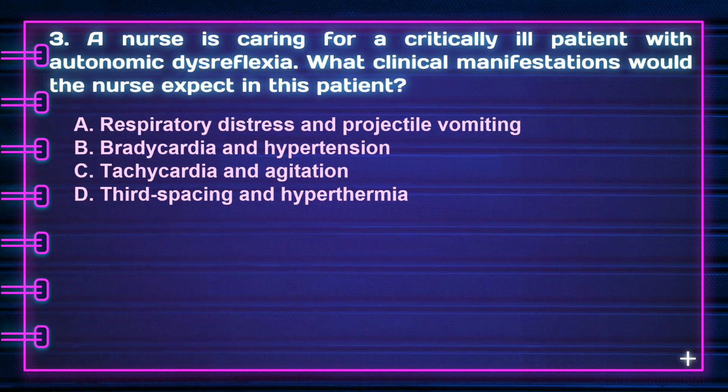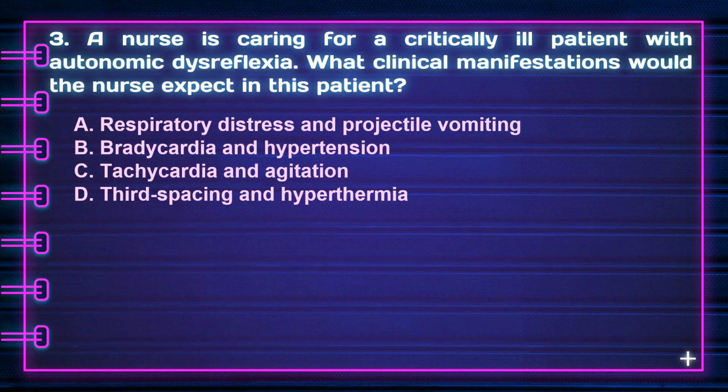Third spacing and hyperthermia. Of course, when there are two options that are opposing, one of which is correct, eliminate letter A, respiratory distress, and eliminate letter D, third spacing. So we're left with bradycardia and hypertension, and tachycardia and agitation.